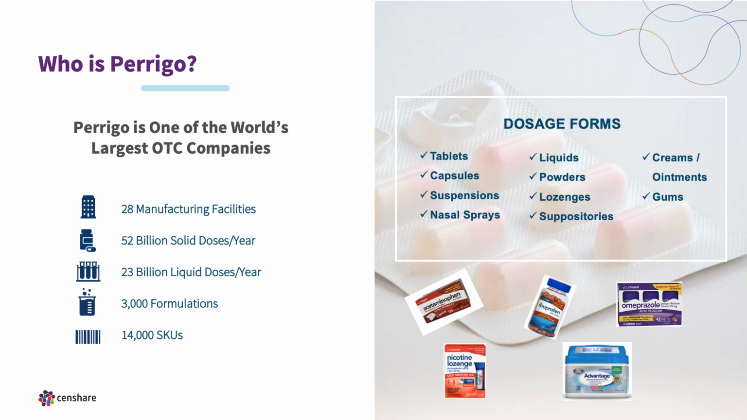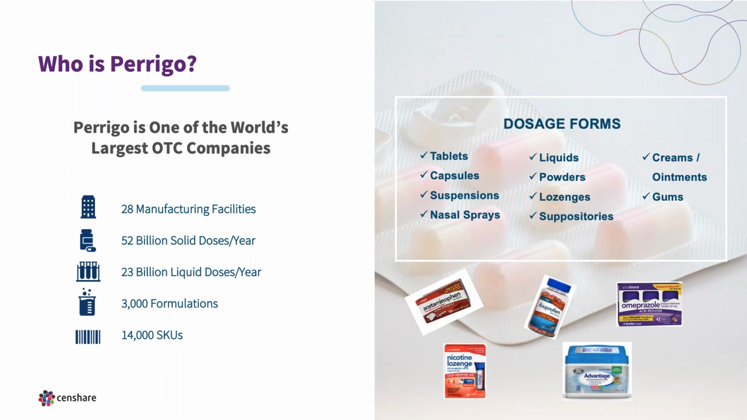There are 52 billion solid doses a year that we manufacture. Our CEO, Murray Kessler, likes to state, every 2 or 3 seconds of every single day throughout the entire year, somebody is taking one of our products. We have 23 billion liquid doses per year that we manufacture, over 3,000 formulations that we make. And we have actually over 14,000 SKUs, stock keeping units.